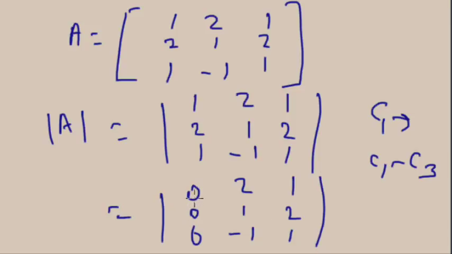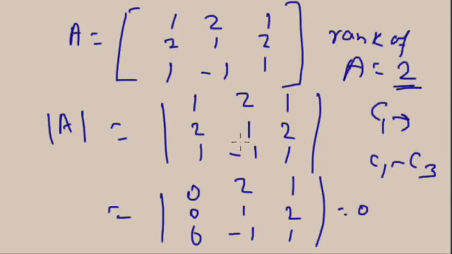So the rank is definitely not 3, the determinant is equal to 0. If I take two rows and two columns, here you see 2 1 1 2, the determinant is 2 into 2, 4 minus 1, which is 3, which is not 0. So rank of A is 2.